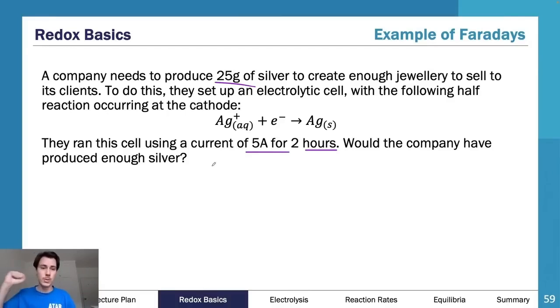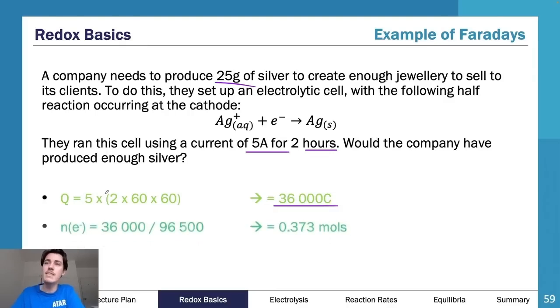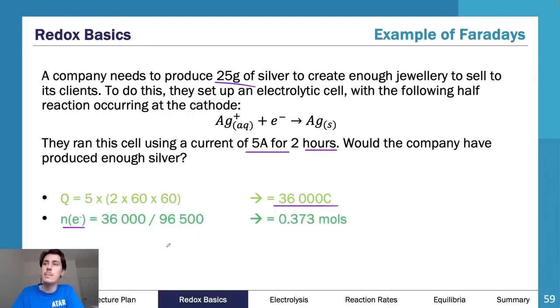3, 2, 1, pause. And hopefully you're back. All those who stuck with me are still here. Let's go through this. First step, we can determine our coulombs, or our charge, because we've got amps and we've got time. 2 hours of time is essentially 2 by 60 by 60. So I do 5 by 2 by 60 by 60 and I get 36,000 coulombs. I then determine my moles of electrons by going 36,000 divided by 96,500, which gives me 0.373 moles.